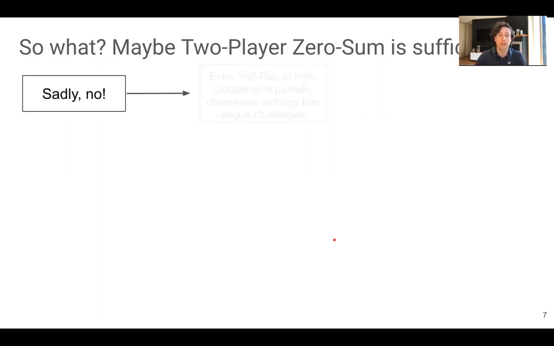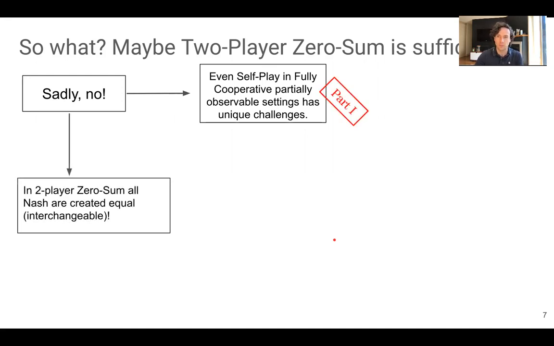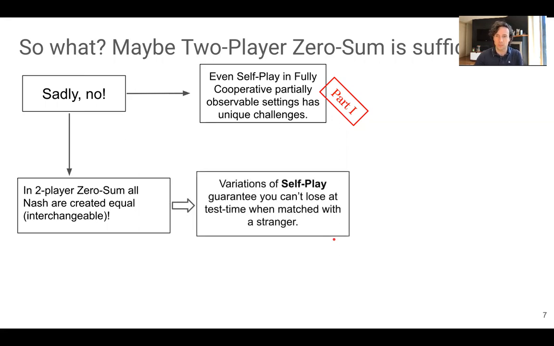For a start, even self-play in fully cooperative, partially observable settings has unique challenges to do with the interpretation of beliefs and actions of others, which we'll talk about in part 2. But perhaps more surprisingly, two-player zero-sum is really a very bizarre and special setting where all the Nash equilibria are created equal, or technically speaking, interchangeable. And what this means is that any variation of self-play that guarantees no regret during self-play and therefore finds a Nash equilibrium means that you cannot lose when you match with a stranger at test time.